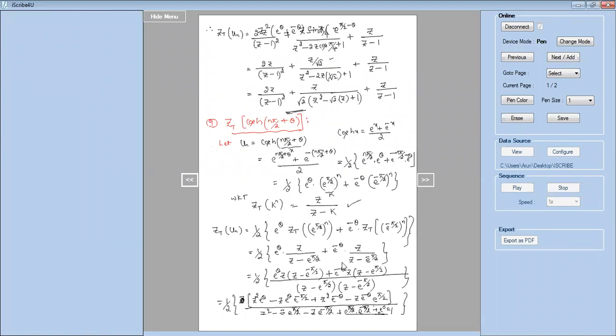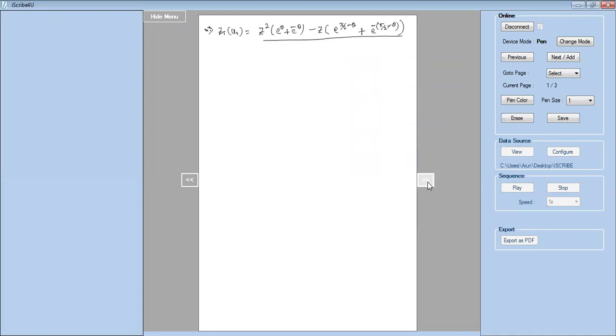Anyway, correct it. So now coming to the denominator, the first term was common, Z square. I'll write Z square as it is, Z square.